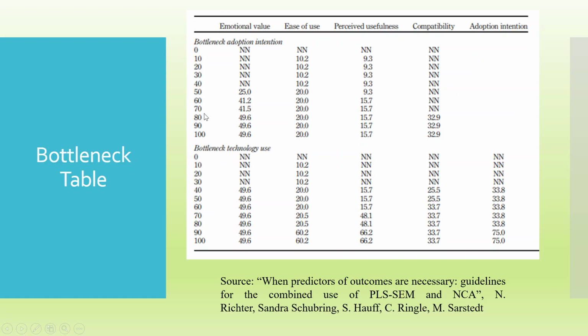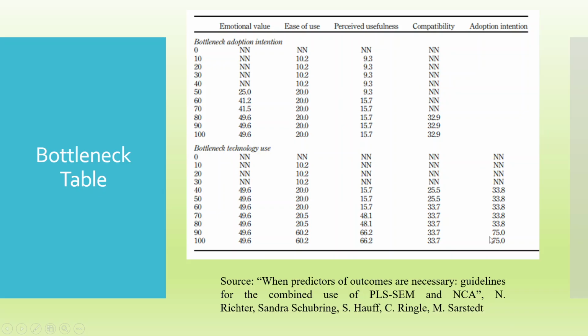Further increase, if I want to achieve the 80 percent level, then we will have to make sure that this is at 49.6 percent, 20 percent, 15.7 percent, 32.9 percent. So for further increase of adoption intention, it is necessary that the compatibility construct is taken into consideration. Technology use. Again, if I want to achieve 90% technology use, this should be at 49.6 percentile, 60.2 percentile, 66.2 percentile, 33.7 percentile, and 75 percentile.